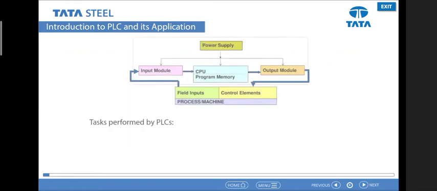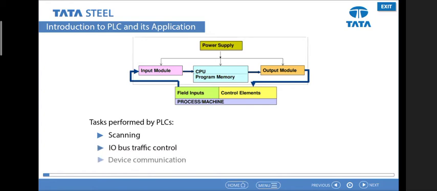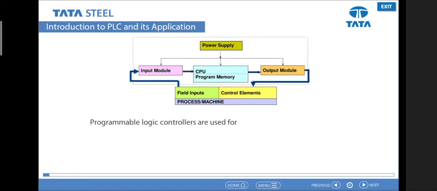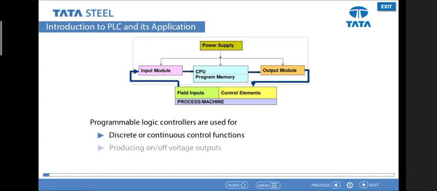The tasks performed by programmable logic controllers are scanning, I/O bus traffic control, and device communication. PLCs are used for discrete or continuous control functions, producing on or off voltage outputs, and actuating elements such as motors and solenoids. Click Next to continue.